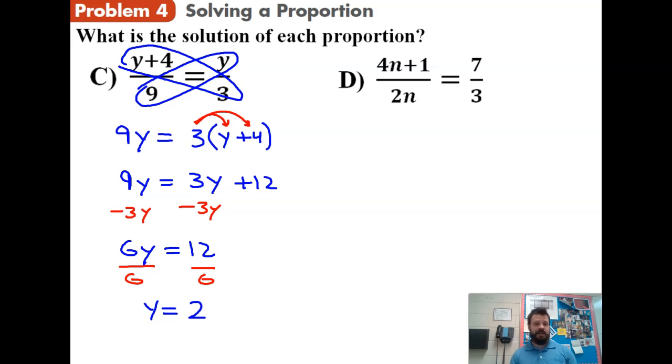All right, D is the same idea. I want you to take a minute, pause the video, run through part D, and then hit play to check your answer.